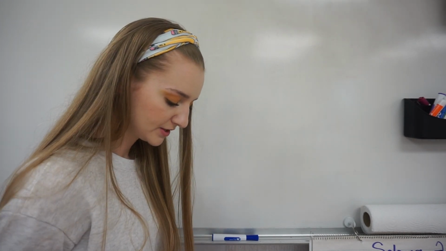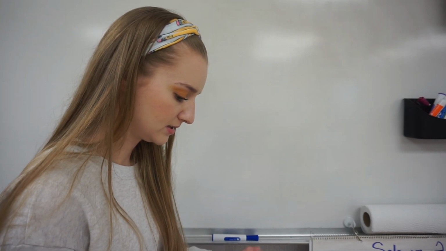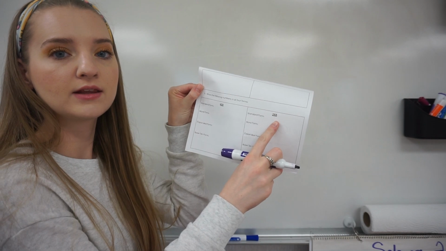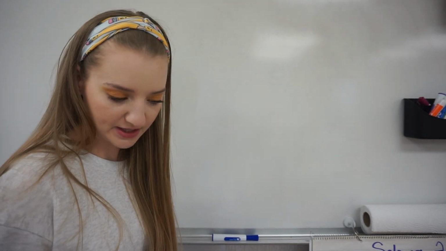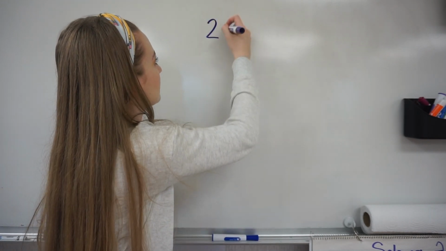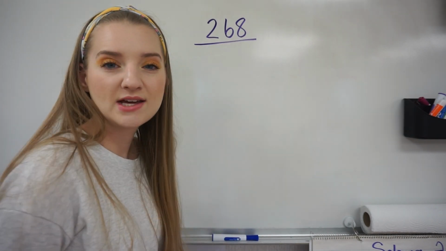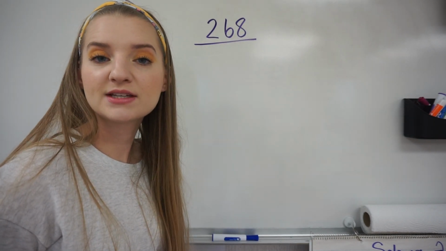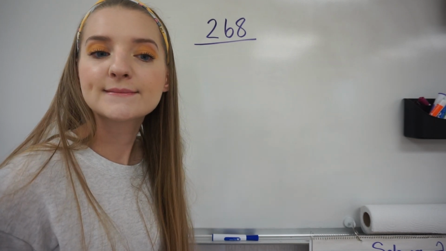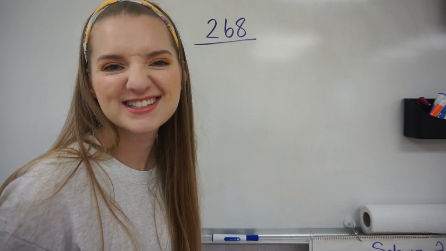Alrighty. So now we're going to work together on all 4 forms of a number. We are going to do the one that is down here in the bottom corner. So we have the number, let me set this aside, 268. That's our number. Can anyone tell me what standard form is, what that means? Yes. Exactly. It's just the number form.